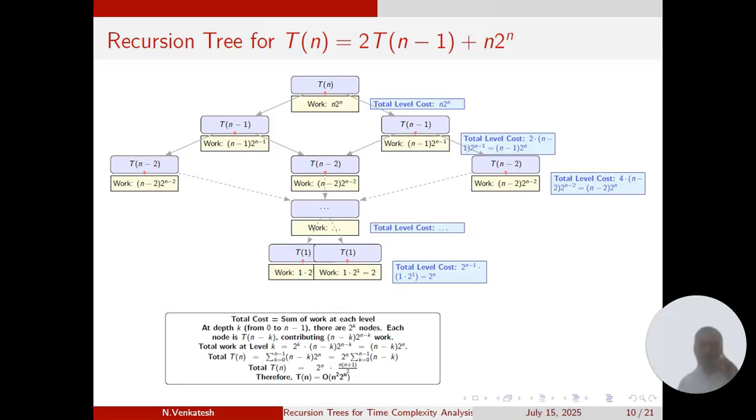That is, 2 power k is the number of nodes, and each node requires a cost n minus k into 2 power n minus k. So the total cost is n minus k into 2 power n, and there are n levels, because in each step we are decrementing by 1. It has to start from n and it has to reach 0. So there are n levels. So we get summation of n minus k into 2 power n, for k from 0 to n minus 1.